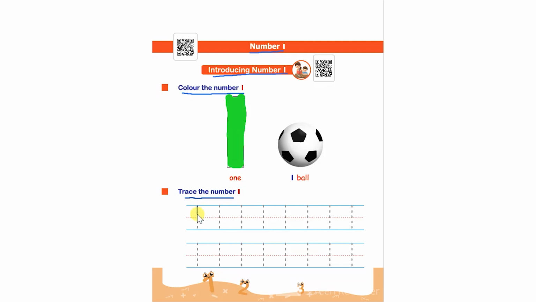So like this, they have to start from the top blue line and go till the second blue line to trace the number 1 and similarly they have to do it for all the number 1 that are given over here. After that, please bring it to their notice that over here it's given 1 ball.